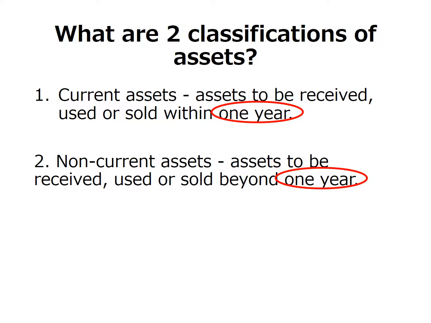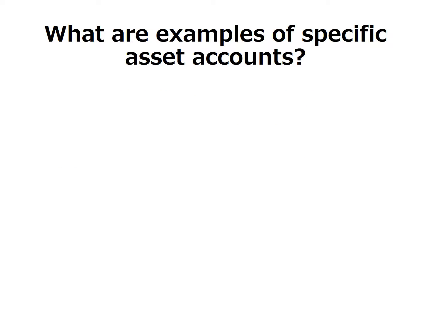Take note, 1 year is just to simplify how we classify assets for this course. In more advanced accounting discussions, there's more to this classification than the 1-year criterion. We think our definition is enough to enable you to grasp the idea without introducing a new concept. What are examples of specific asset accounts?